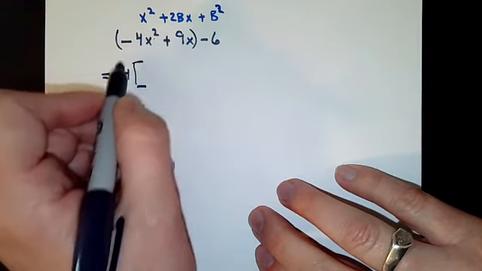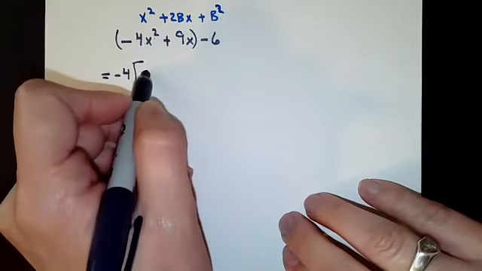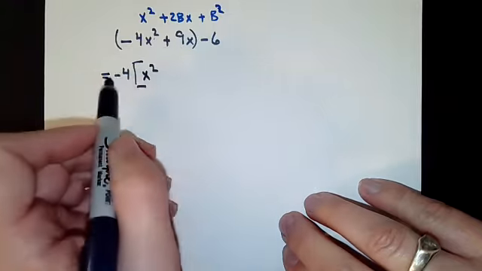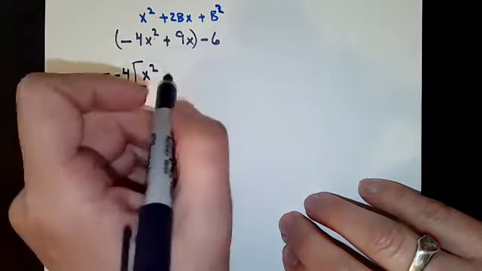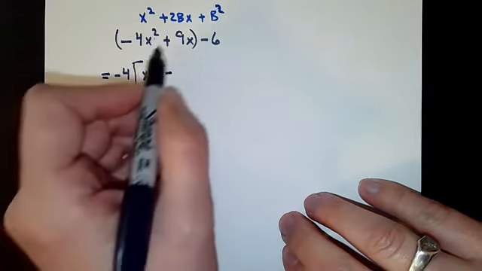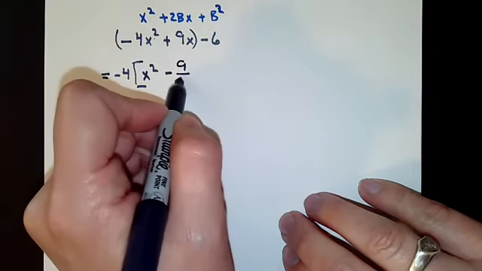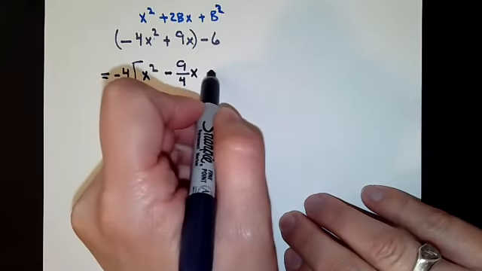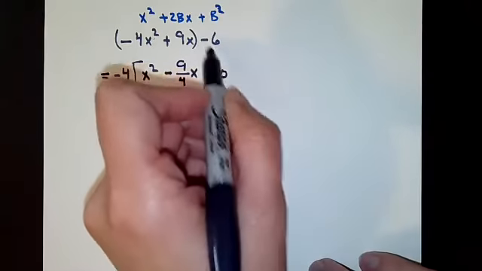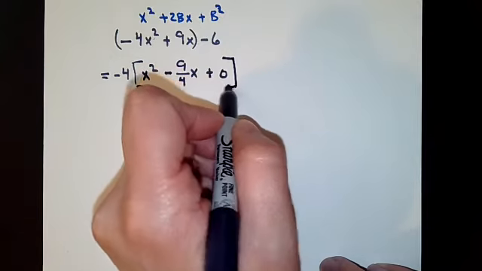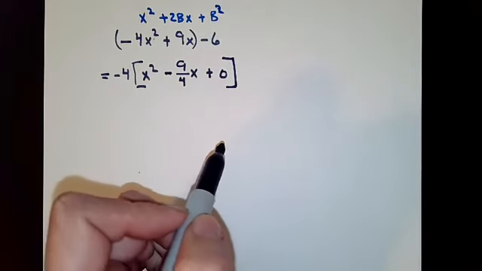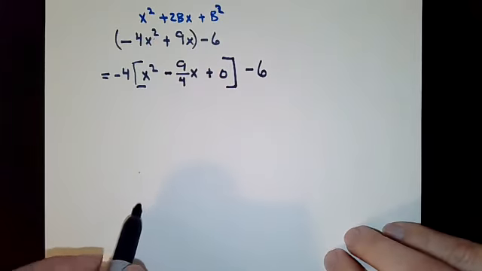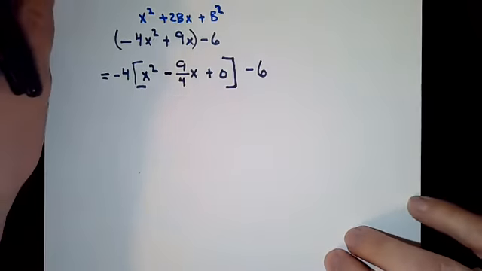And so -4 divided by -4 is a 1, leaving behind x squared. Now, this next one is a +9 divided by a -4. Positive divided by a negative is negative, so we get negative. And 9 divided by 4 is, well, 9 divided by 4. And then we're keeping the -6 outside of the square brackets. So inside the square brackets, the constant will be a +0. There's our -6. And now we work inside the square brackets.